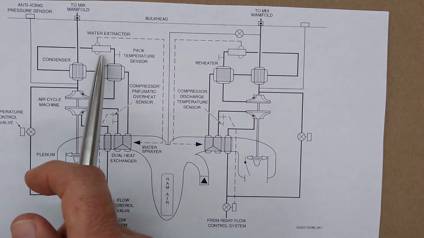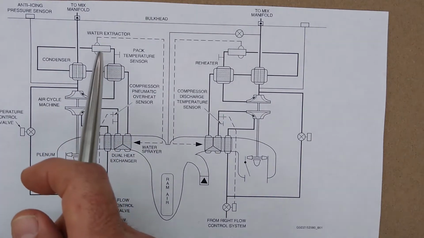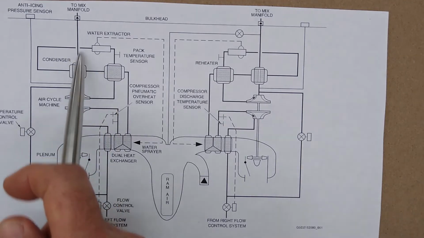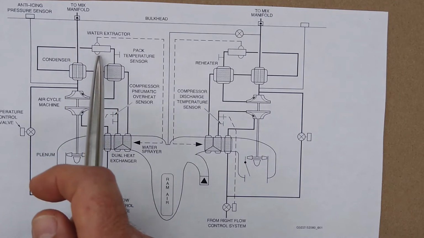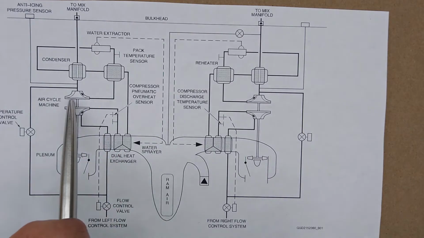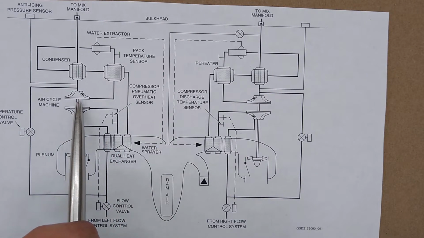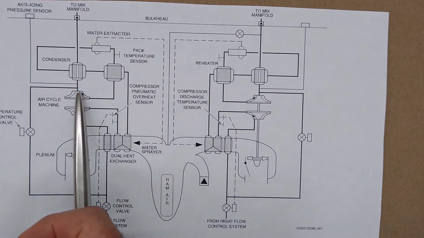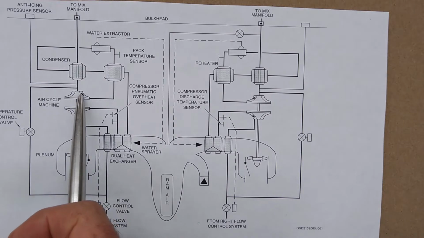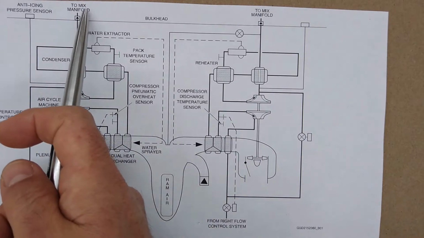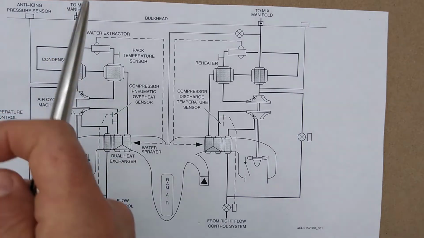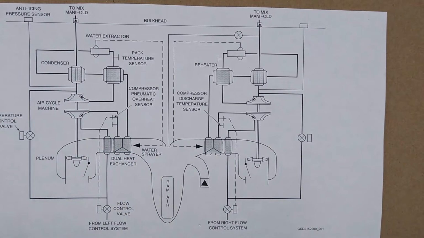Separate the water out of it to prevent ice from blocking passages and forming downstream of here. So you take the water out of the air. Now you allow it to expand where it cools off to actually below freezing, and then you pump it into the cabin and select where you mix it with hot air and you select whatever temperature you want.